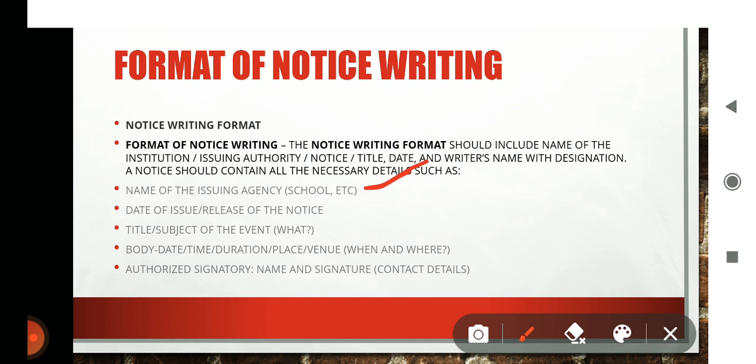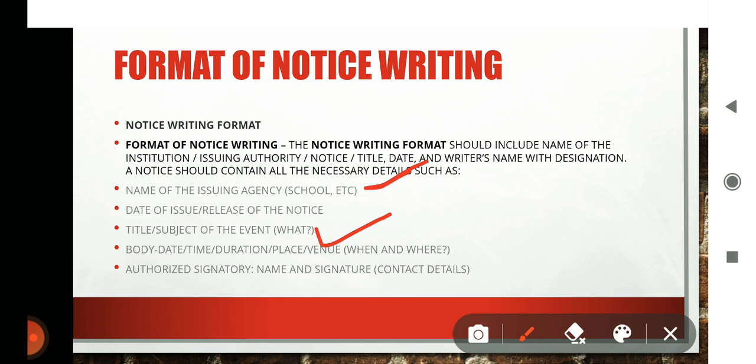Accordingly, you have to write the name of your school, then the date of issuance or release date of the notice. Like whenever any picture is released, a trailer comes before that. Just like that, you have to write the date on which you are going to publish it. Then the third thing is the title or subject of the event. What you want to inform your audience should be written very specifically. That is known as the title or subject of the notice.